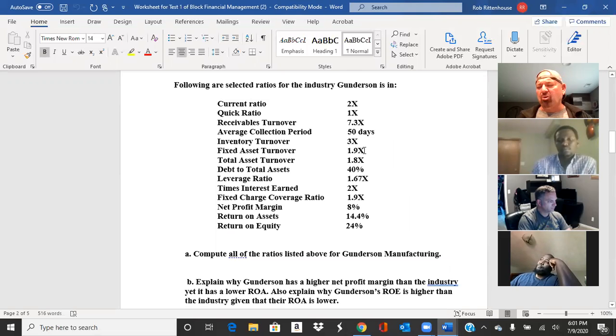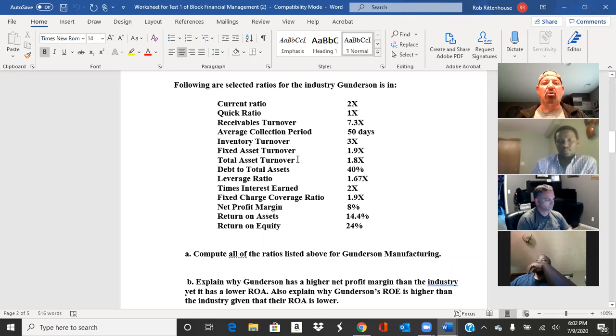I think I also told you of all the ratios they list, that one's probably the one that I place the least amount of meaning on. Not that it doesn't mean anything, and there are times, in analyzing a company, I've looked at, well, okay, what's going on then? Well, maybe it's a fixed asset turnover. So it can have some meaning, but of all of them they've listed, that's probably the least helpful.